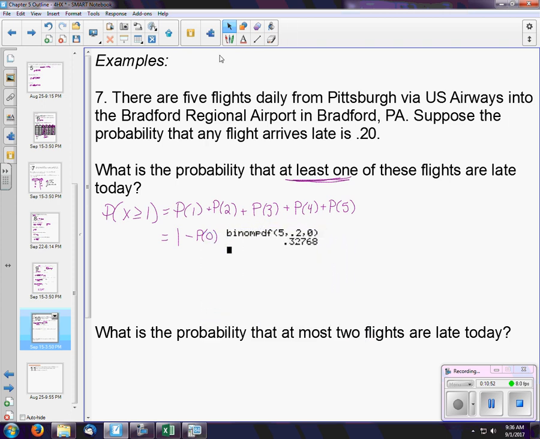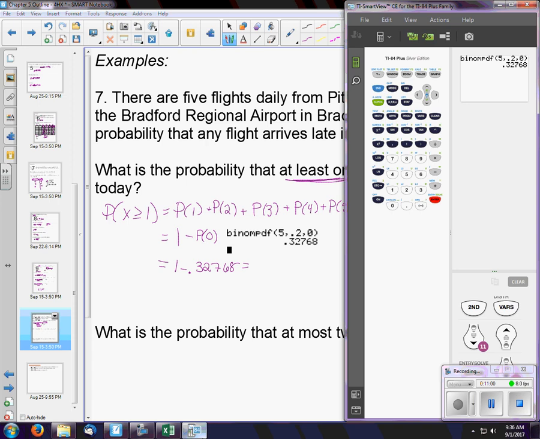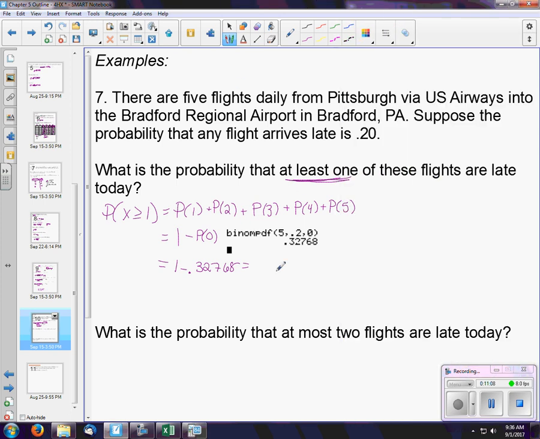Depending on what you're using this for, if I'm plugging in, that is 1 minus 0.32768. And we can use the ANS key if we'd like. That gives us 0.67232.